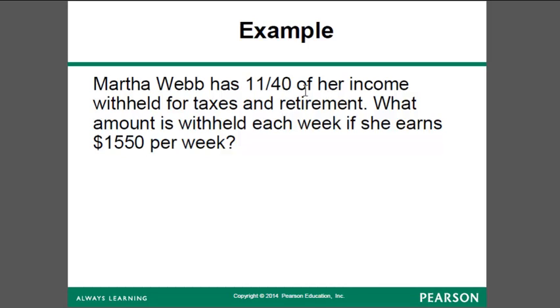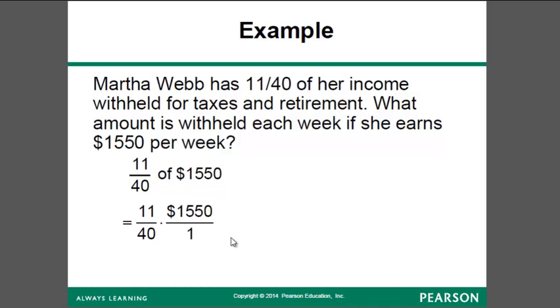Martha has 11/40 of her income withheld for taxes and retirement. What amount is withheld each week if she earns $1,550 per week? Okay, it says that 11/40 of her income is withheld. So we want to know what 11/40 of $1,550 is. What did we say of meant? It means to multiply. So we're going to multiply here.